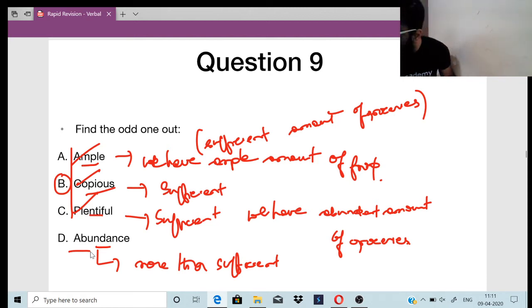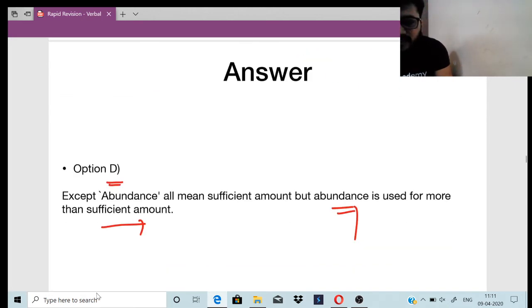Understood, guys? So these are where you guys will commit mistakes. Verbal analogies, though it looks like a very easy subject, it is very tough to crack. Because of the confusion, you don't think twice. Chalo, we'll move on to the next question now.